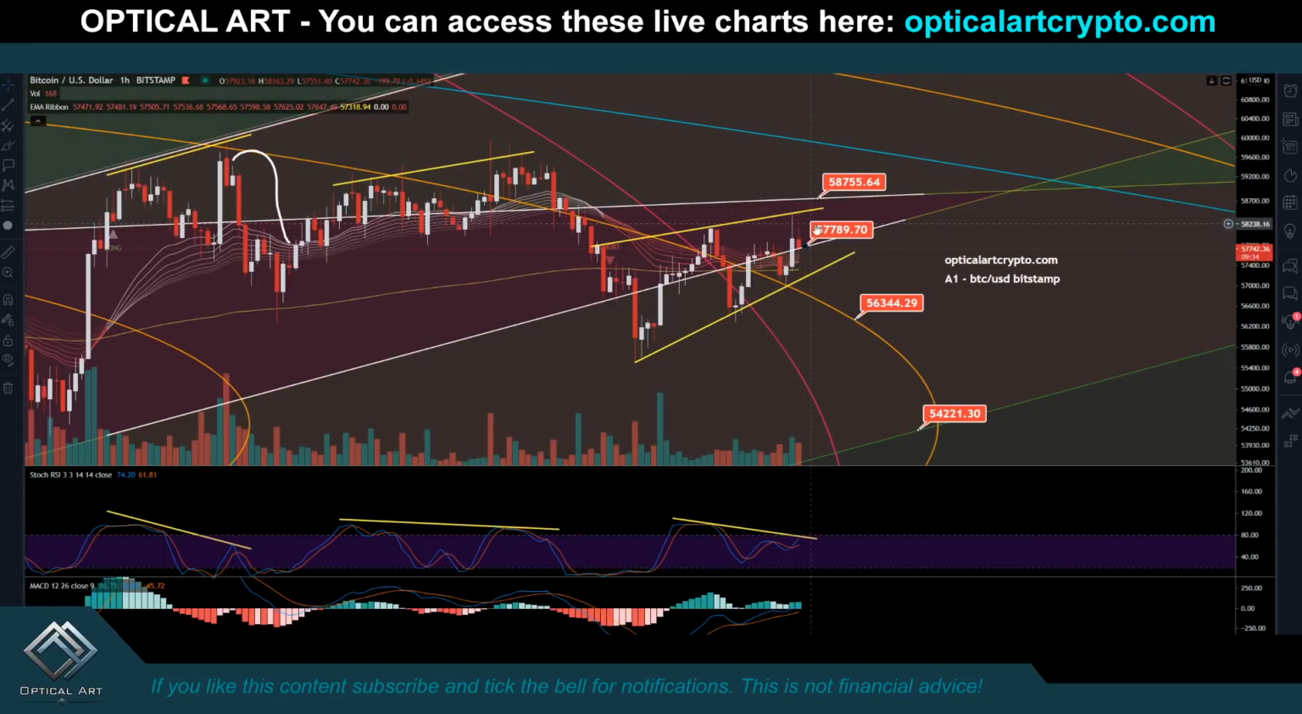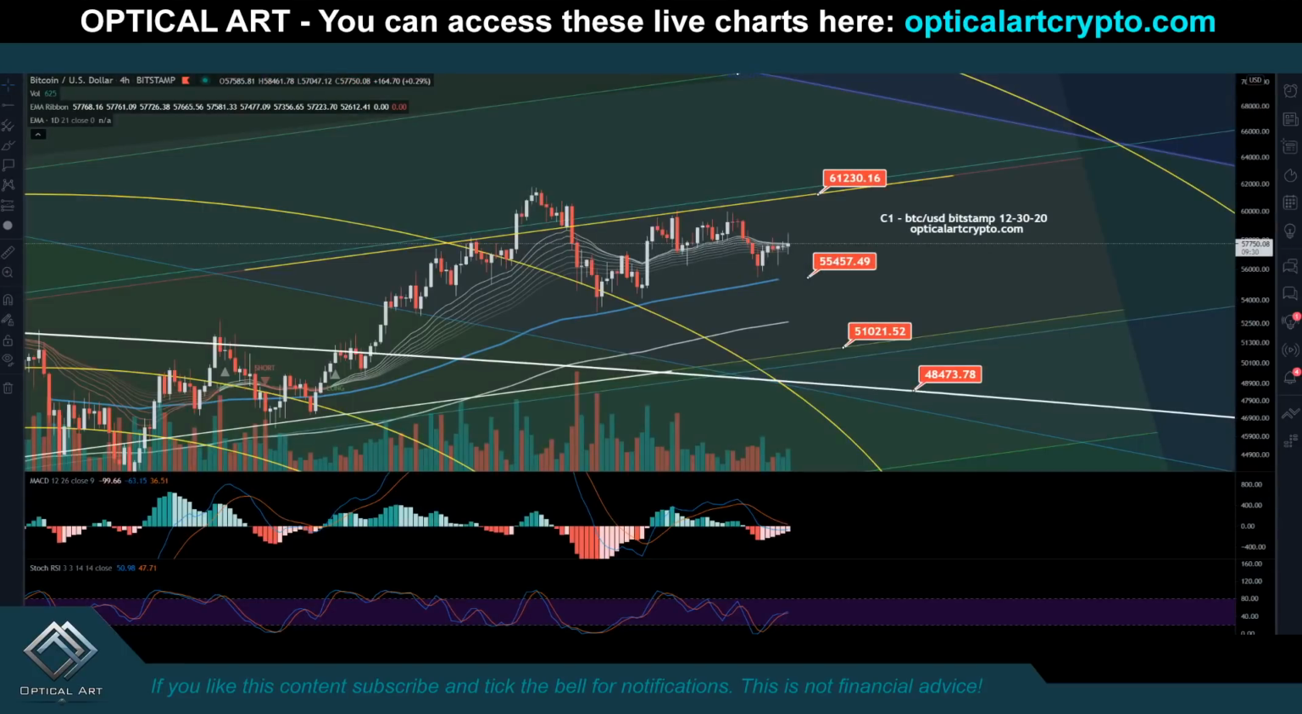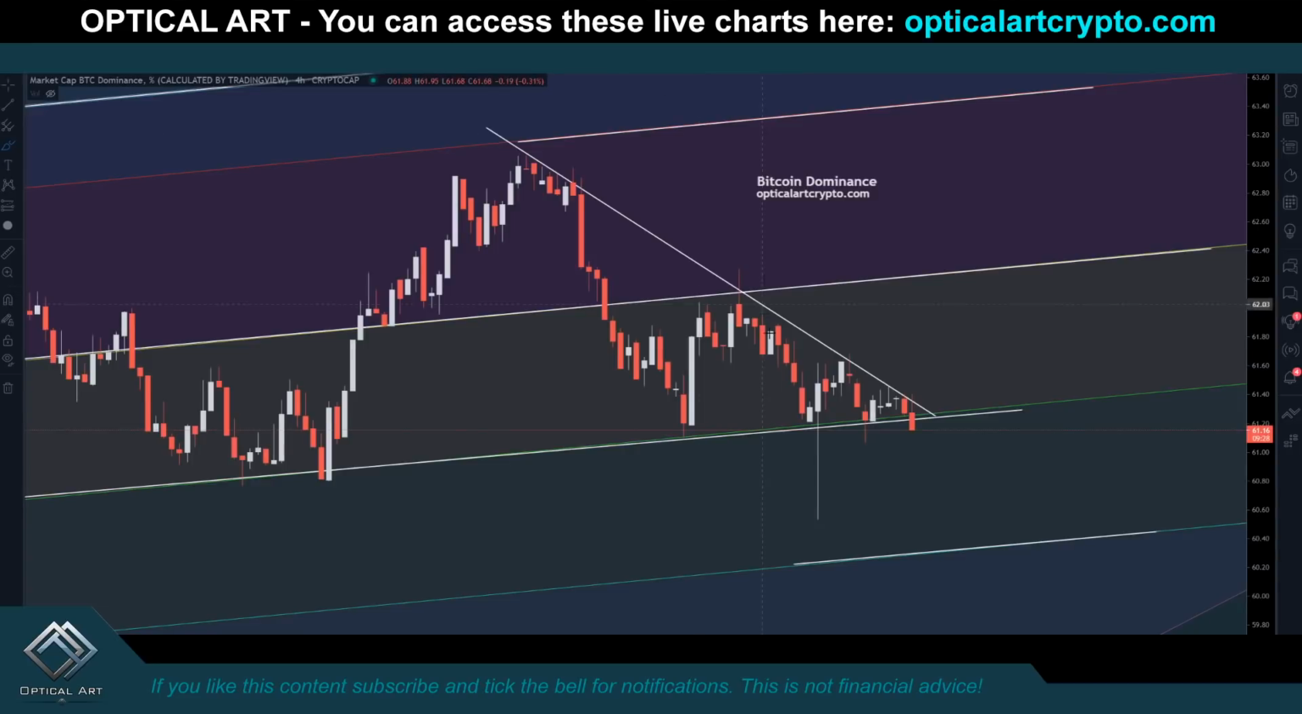Do not forget, we do have some bearish divergence. Bitcoin dominance looks like we're about to have a move pretty soon. That is this chart right here. Looks like we're already coming down. So again, pay attention to dominance and the dollar. That can dictate which direction the price of Bitcoin will go.